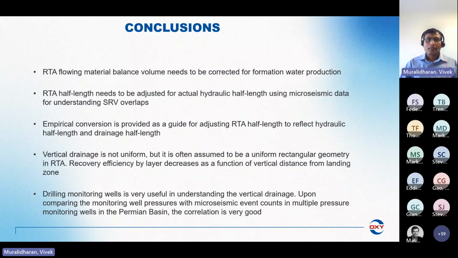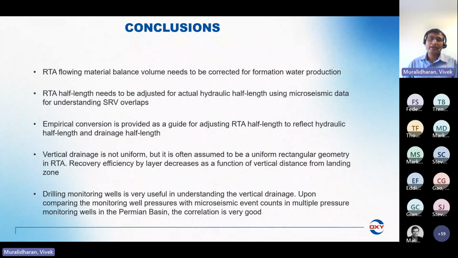With this, our conclusions are you have to correct the flowing material balance volume to account for water production, at least in the Permian Basin, because your water ratio is pretty high. And you have to, again, convert this rectangular half-length. I'm using microseismic data heavily here because we have a lot of density of microseismic data, but by no means is that the only data that you should be using.